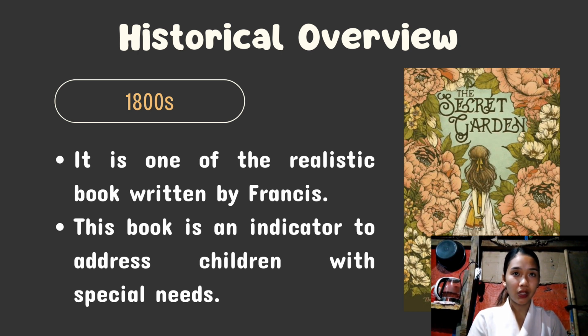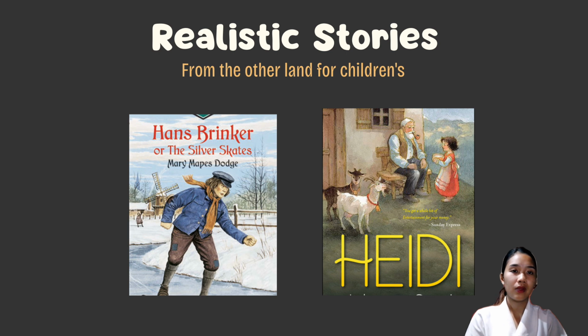What do you mean by precursor? It is a person or thing that comes before another of the same kind. Like Anne of Green Gables and The Secret Garden, they have the same qualities, but also they have distinctive qualities in the books. So adjustment stories address the special needs of children with problems. These are examples of realistic fiction in the 1800s: Hans Brinker or the Silver Skates, and Heidi.